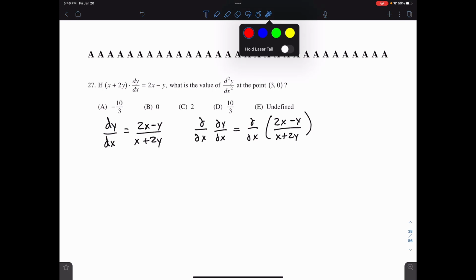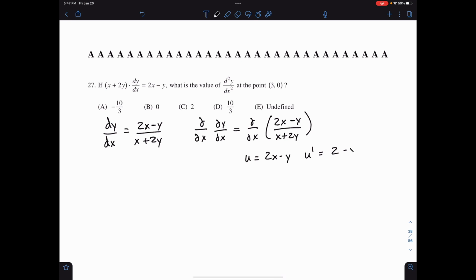So now I have a quotient here, so I'm going to use the quotient rule. So I'll set this up. My top will be u, which is 2x minus y. My u prime, which is my derivative with respect to x, is 2, because the derivative of 2x is 2. But now my derivative of y with respect to x is y prime. That's not just some constant that goes away. y depends on x. Now we have the bottom, which is v. So that's equal to x plus 2y. So my v prime is the derivative of x, which is 1, plus 2 times y prime, because y depends on x. Right?